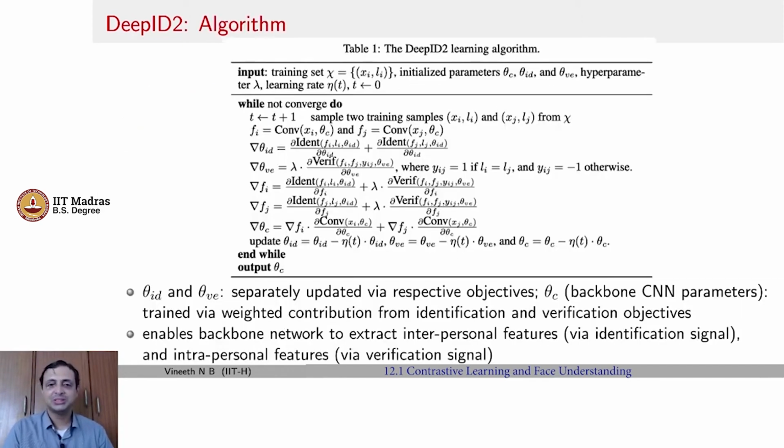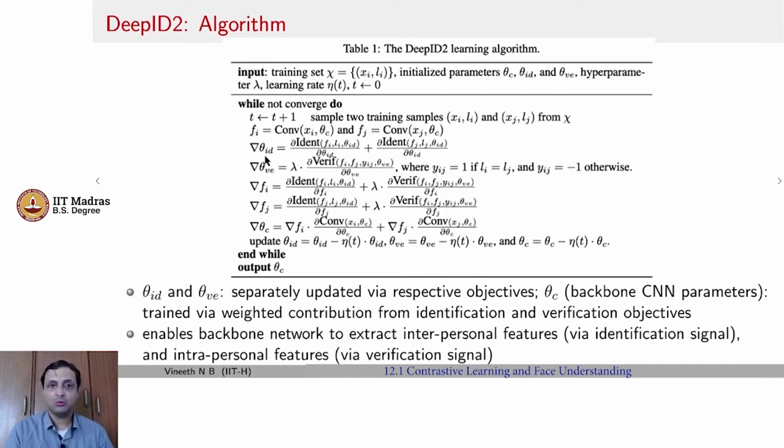But Deep ID 2 uses a different way of learning the entire pipeline, which is slightly different, and let's see this algorithm here. So given that you sample two training samples, Xi, Li and Xj, Lj from your training dataset, you now have Fi, which is the output of the convolutional layer for Xi, and Fj, which is the output of the basic backbone CNN for Xj. This backbone CNN is parameterized by weights theta C.